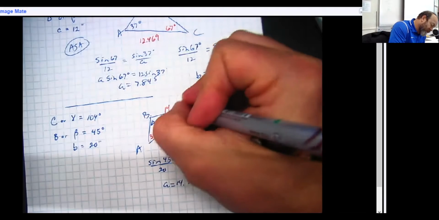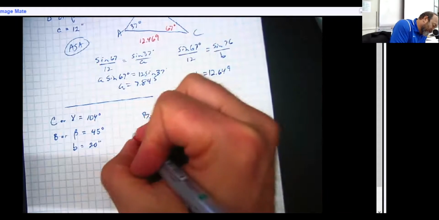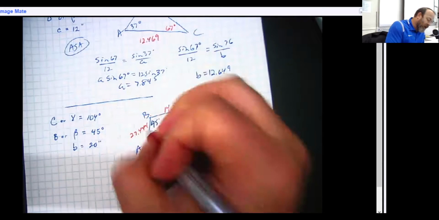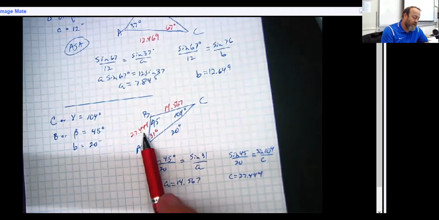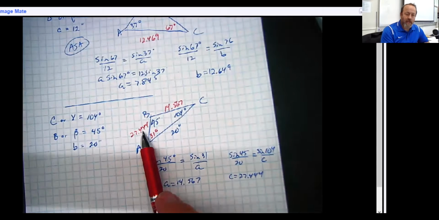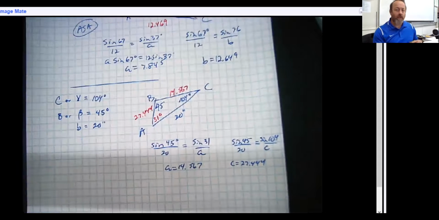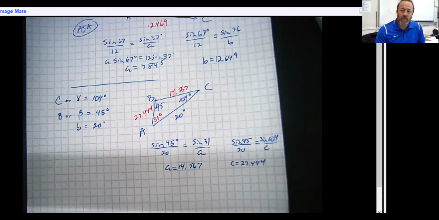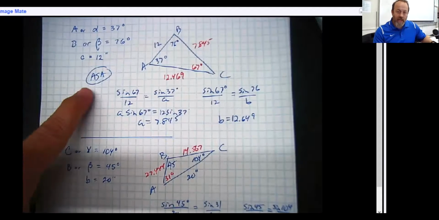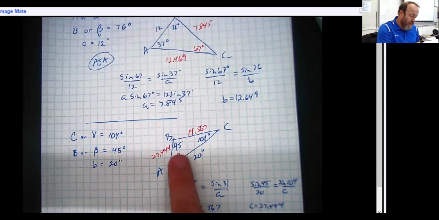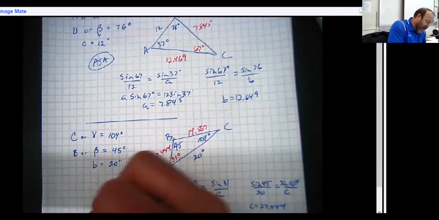I'm going to go ahead and transfer those onto my picture. 14.567 and 27.444. And again, the largest angle is right here. It is definitely opposite the largest side, etc. And that's how we quote unquote solve the triangle using law of sines for both the ASA case as well as this one right here, which was angle-angle-side.